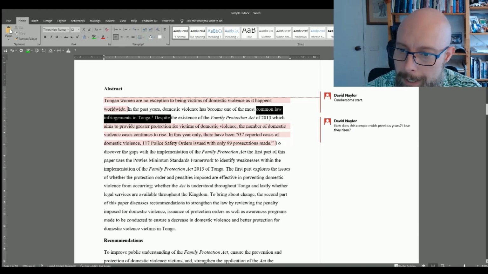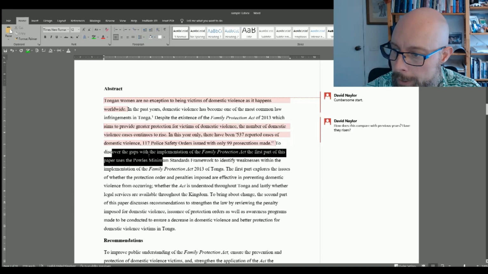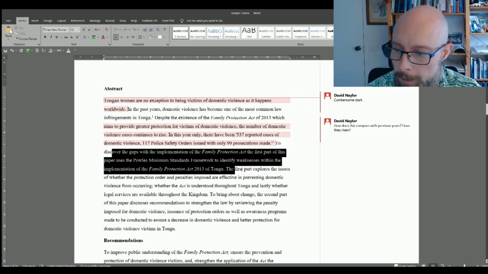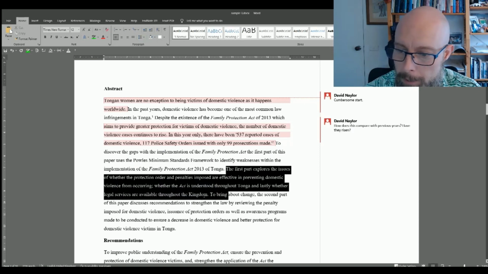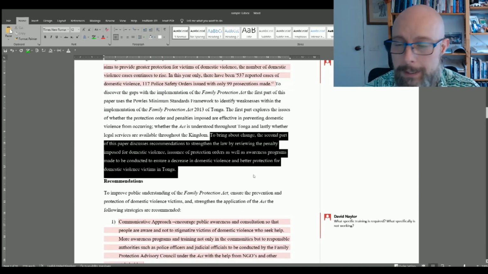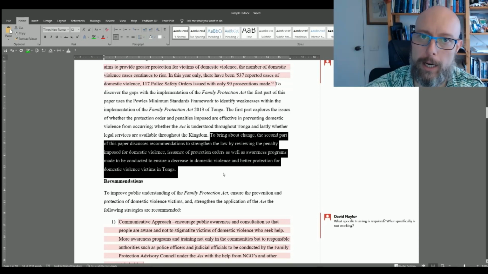So we identify the act. We say what the act does. We say that we are going to identify gaps using the PALS Minimum Standards Framework. We're saying that the first part of the paper does this, and the second part of the paper does this. Chef's kiss. Perfect. What a good abstract.